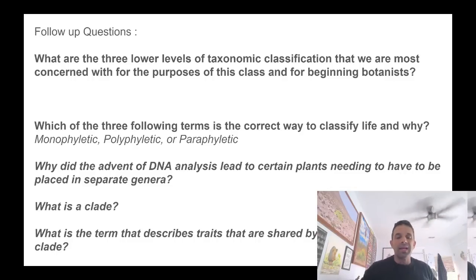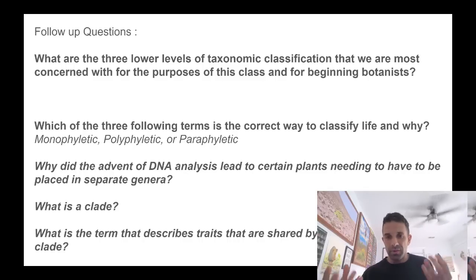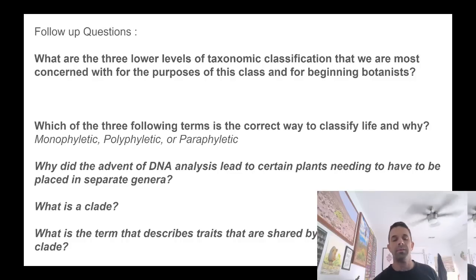Why did the advent of DNA analysis lead to certain plants needing to be placed in separate genera? Because plants 100 years ago, when they were being described, some of them 150 or 200 years ago, depending on where you are, a lot of plants in the Americas were described 150 years ago and were originally grouped together on how they looked, not on DNA. DNA showed that convergent evolution, or just sheer coincidence, produced plants that had similar flowers. Again, if you look super close you could tell the difference, but it was hard back then. So the advent of DNA really cleared up any confusion about how closely related one plant was or what family it belonged in.